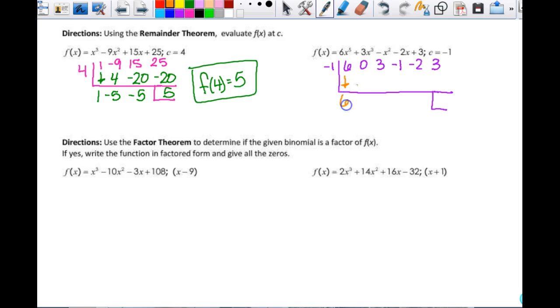Bring down my 6, 6, negative 6, 9, negative 9, 10, 10, 8, negative 8, negative 5. So in the end for this one, I get f of negative 1 equals negative 5.